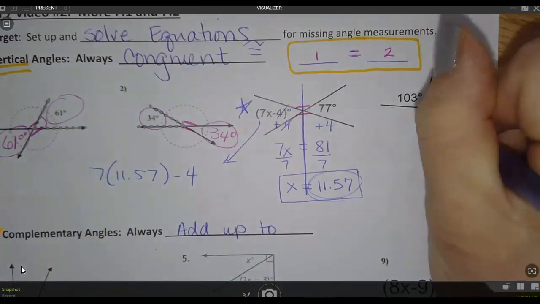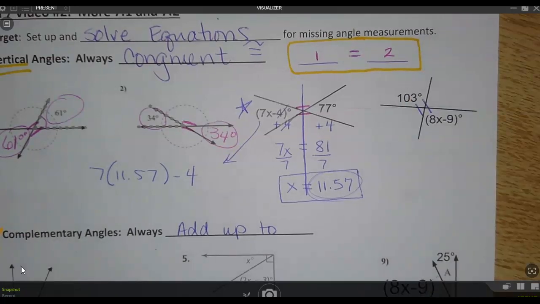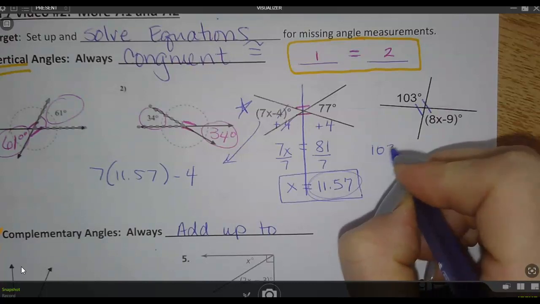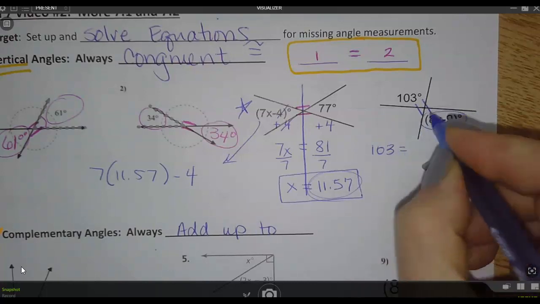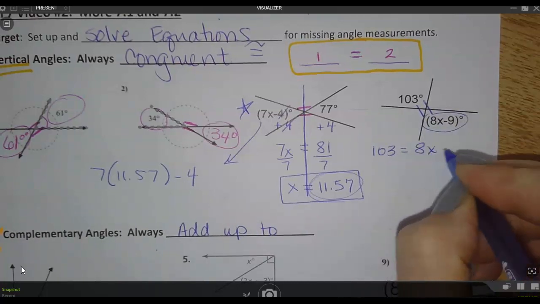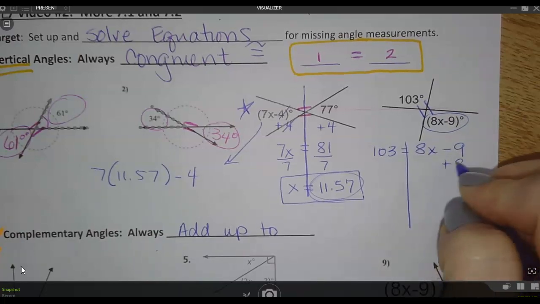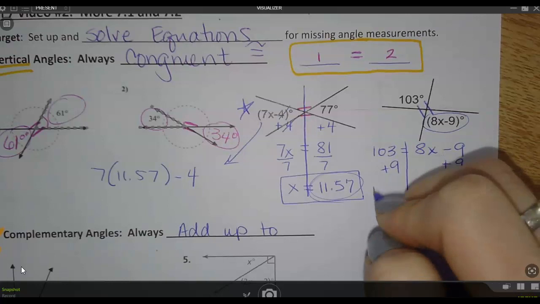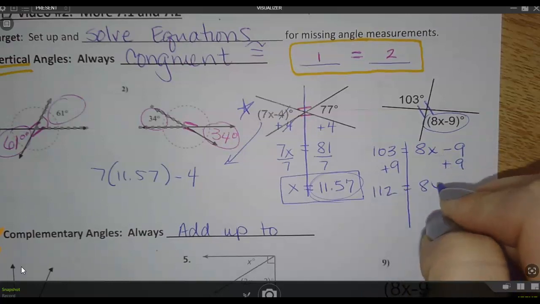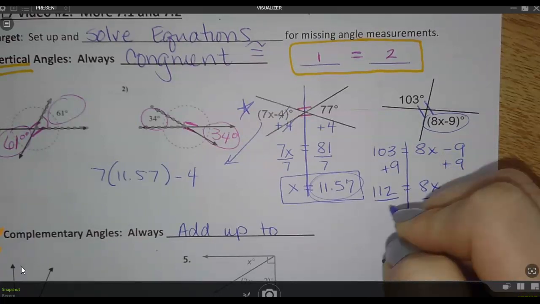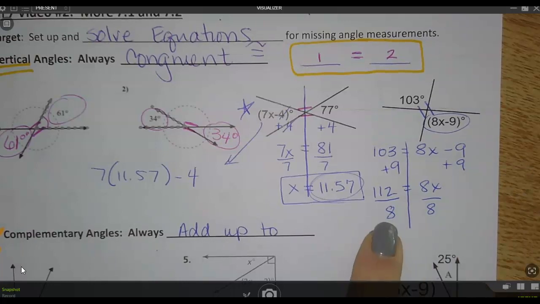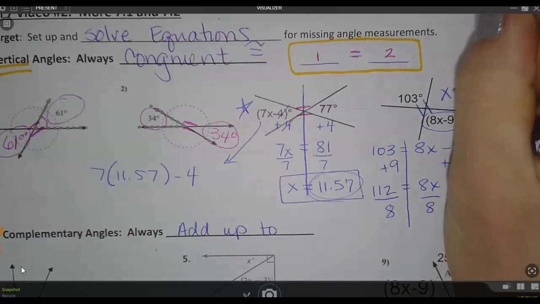So we've got another one here. I'm going to put my equal sign in between there. It's kind of hard the way it's written, so I'm going to rewrite it. 103 degrees has to equal this 8x minus 9, and then solve for x. Add 9 to both sides. Divide by 8. Type this into your calculator, and I get that x is equal to 14.